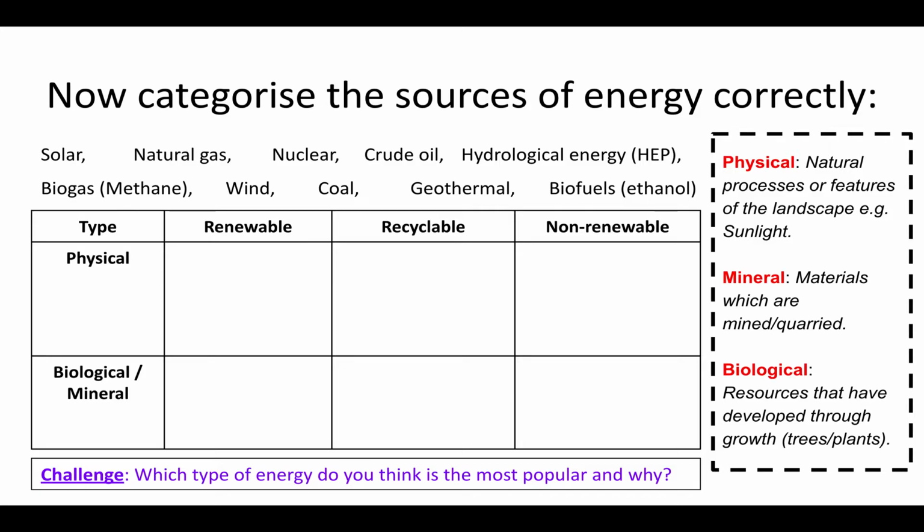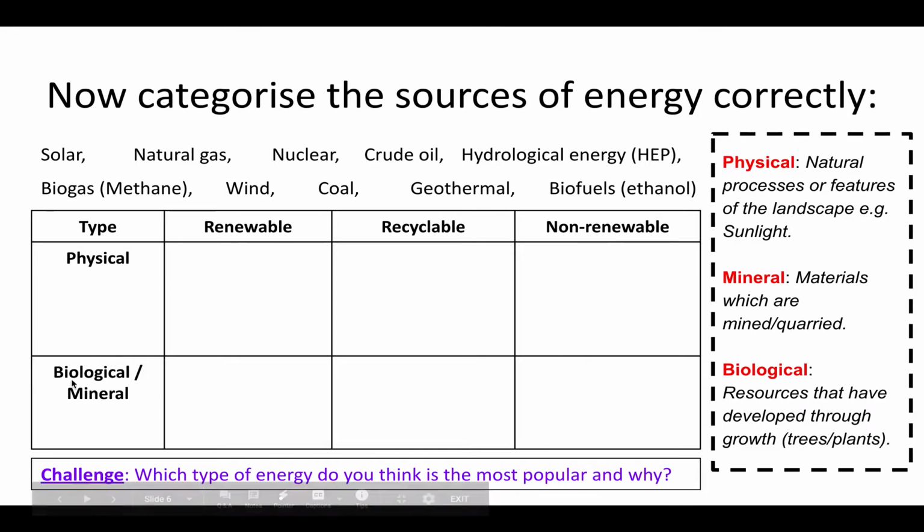So, reflecting on those energy types that we've just talked about, and also the definitions that we talked about at the beginning of the lesson, I'd like you to combine that knowledge now and just categorize for me whether or not these types of energy resources are renewable, recyclable, or non-renewable. And I want you to think of whether or not they are sort of physical resources. Are they something that is produced by a natural process, or the features of the landscape, for example, the sunlight that we get from the sun?